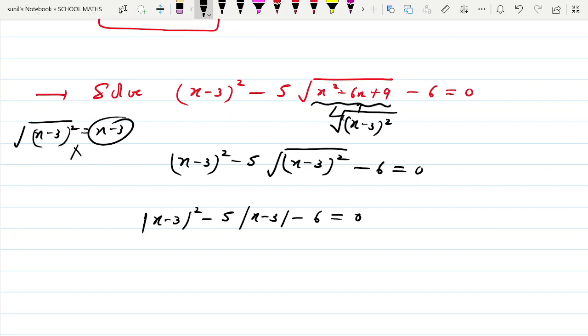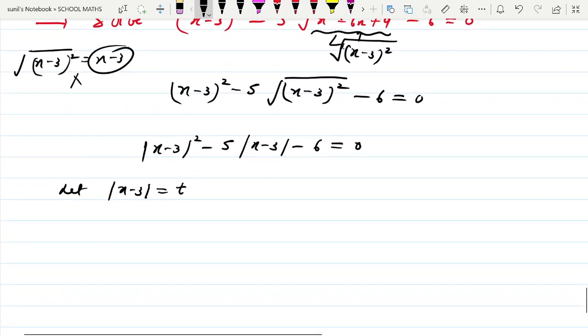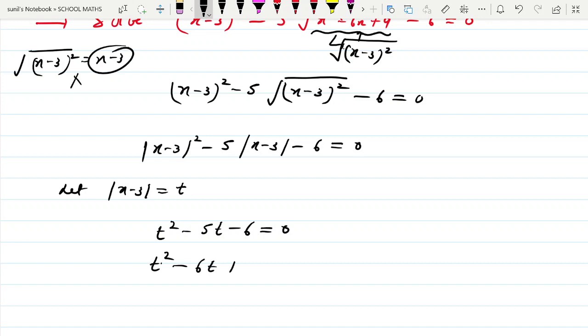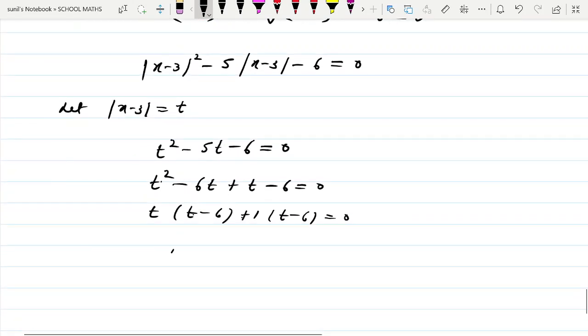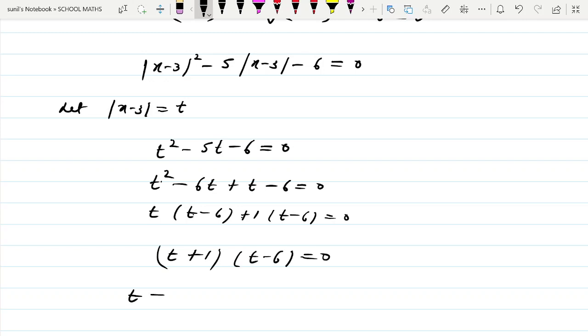minus 5 mod x minus 3 minus 6 is equal to 0. Now let mod x minus 3 is equal to t. So it becomes a quadratic in t. Now can we factorize this? Of course we can factorize this. Now let us try to factorize. We can write minus 6t plus t. I hope the factors are correct. So we have t plus 1 into t minus 6 equals to 0. So either t equals to minus 1 or t equals to 6.